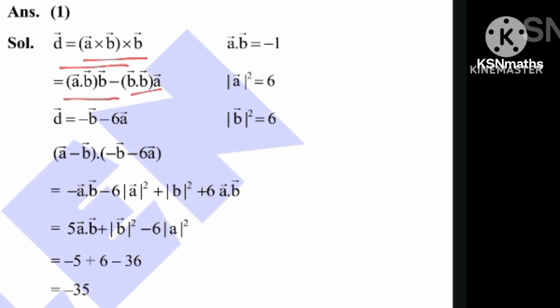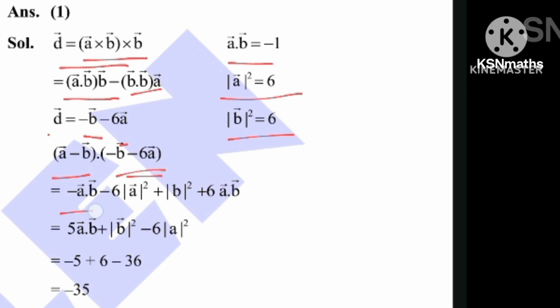So d is equal to, here a dot b is minus 1, mod a square is equal to 6, mod b square is equal to 6. So a dot b equal to minus 1, that is minus b bar minus 6a bar. So (a minus b) dot (minus b minus 6a). So here, (a minus b) dot d value, where d is minus b minus 6a.